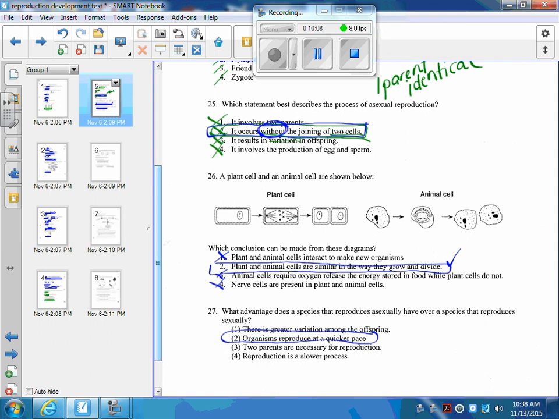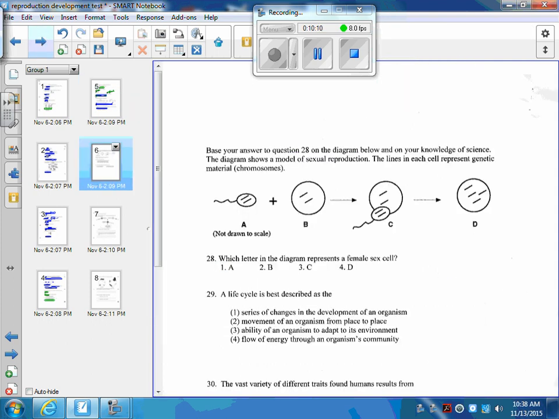We're almost done. Question number 28. Which letter in the diagram represents a female sex cell? It would have to be choice B because this is the egg. So your answer would be choice B, the egg. Life cycle is a series of changes. This is straight from the notes.